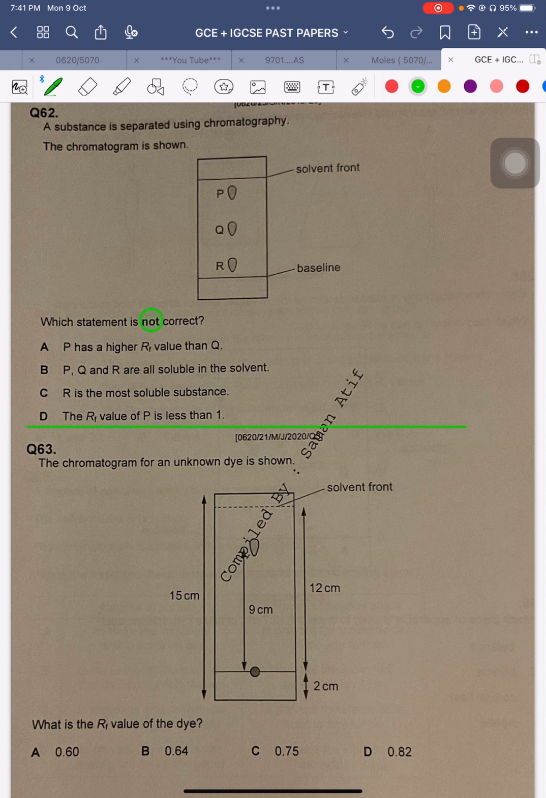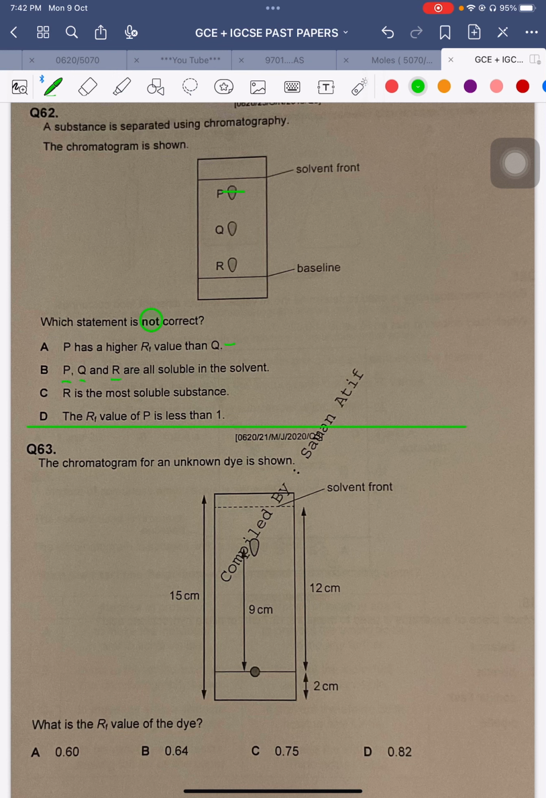P has a higher RF value than Q. Yes, P has a higher RF value than Q because P has traveled a longer distance. The longer the distance traveled, the higher the RF value. So which one of P, Q, R has the highest RF value? P has the highest RF value as it has traveled the longest distance. R has the lowest RF value. Why? Because R has traveled the shortest distance. So this is correct, but this is not the option.